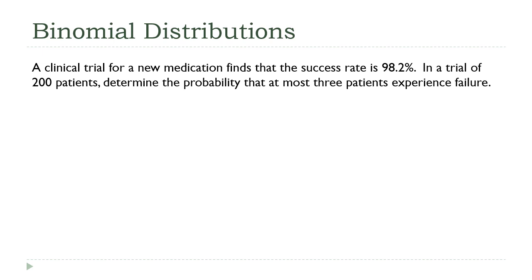So here's what I'm going to do. I'm going to define a success to be failure, always what I'm asked to find the probability of. I'm asked to find the probability of experiencing failure, so failure is a success. So I'm being asked for the probability of at most 3. Well, what is this?